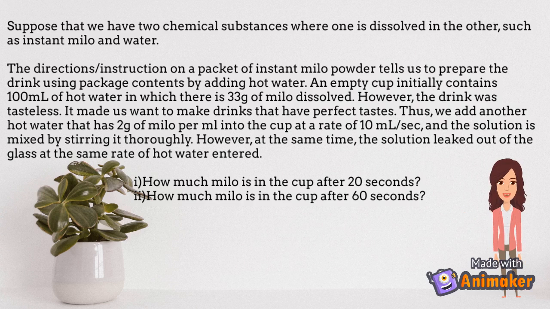Thus, we add more hot water that has 2 grams of Milo per ml into the cup at a rate of 10 ml per second, and the solution is mixed by stirring it thoroughly. However, at the same time, the solution leaked out of the cup at the same rate as the hot water entered. How much Milo is in the cup after 20 seconds? How much Milo is in the cup after 75 seconds?